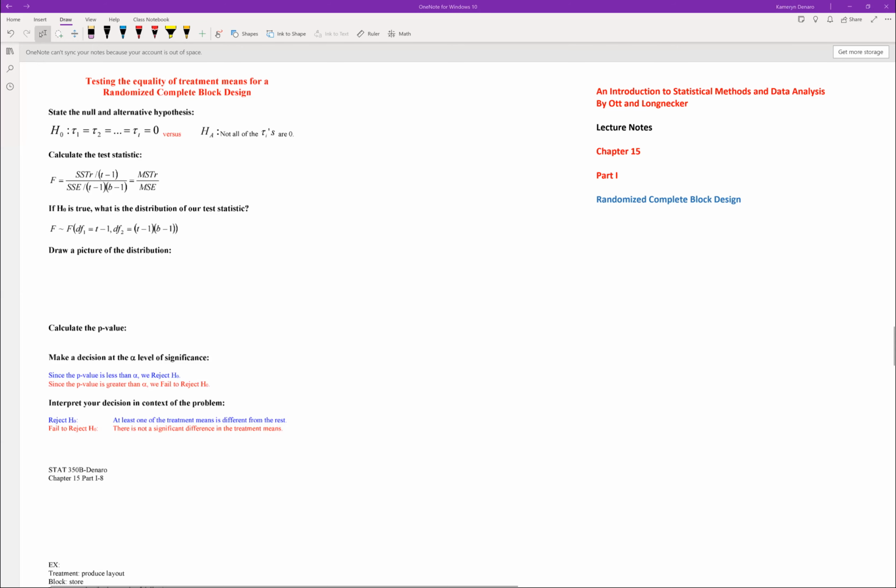Hello, everyone. We're working through An Introduction to Statistical Methods and Data Analysis by Ott and Longnecker. Chapter 15, part 1: randomized complete block design.